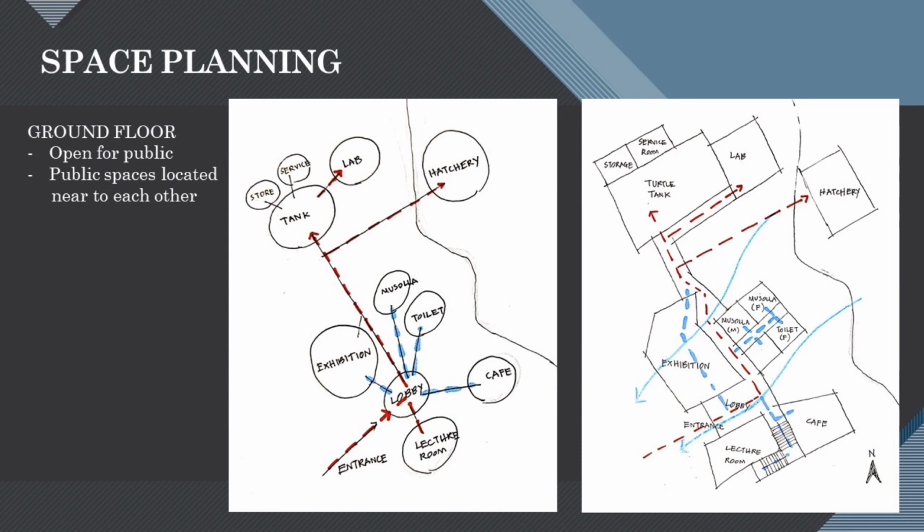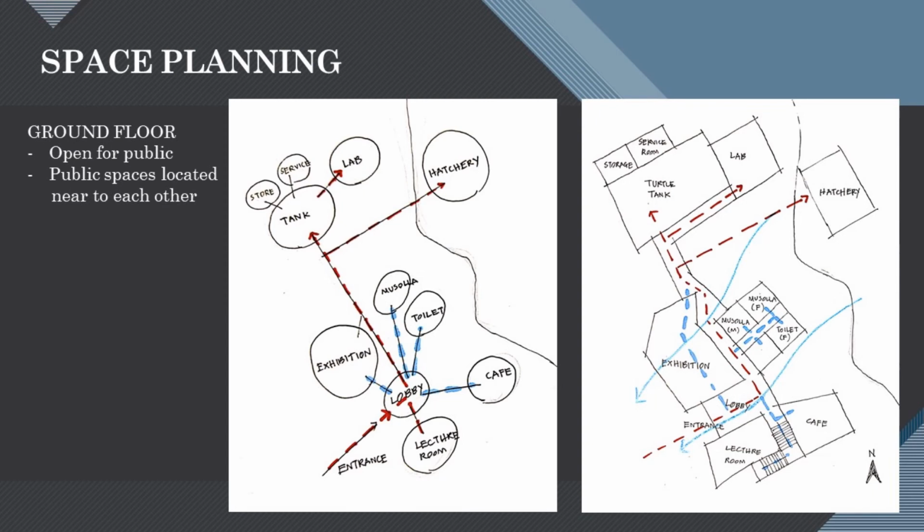After knowing the privacy of each space, I start to make the bubble diagram for the ground floor to show the relation and circulation of each space. And after that, I turn it into the schematic drawing. The red line indicates the main circulation, meanwhile the blue line indicates the secondary circulation.